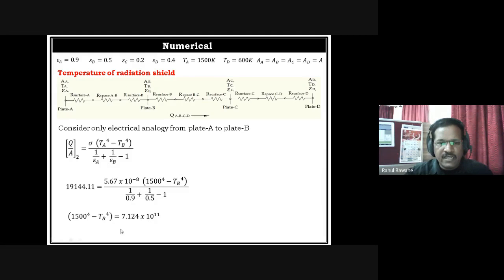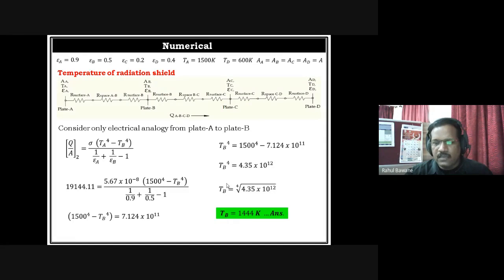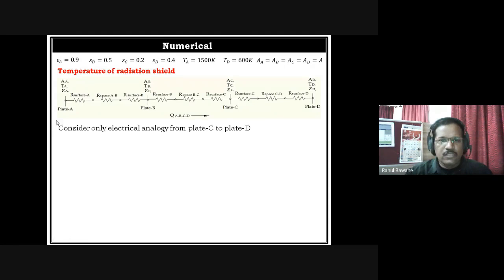So rearrange it, simplify, then it becomes Tb raised to the power 4. So we have to take the fourth root of this, and hence we come to know that Tb is 1444 Kelvin. In the same manner, if I am interested in calculating the temperature of C, I now have two options. Either I choose plate B to C, or plate C to D, any two plates. Here I am using plate C to D, this second pair.